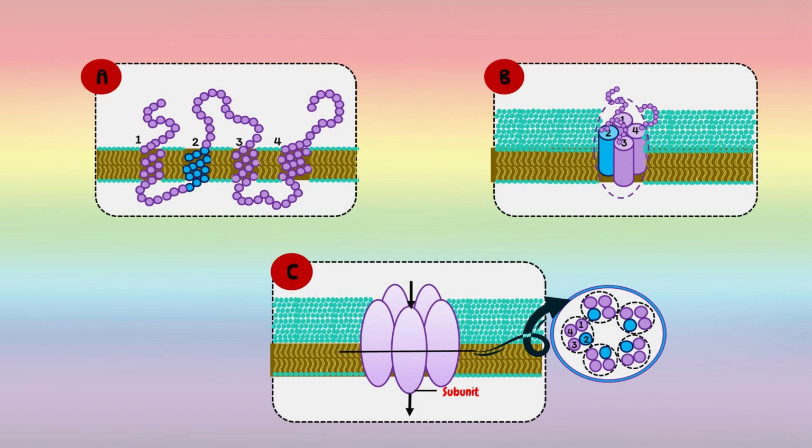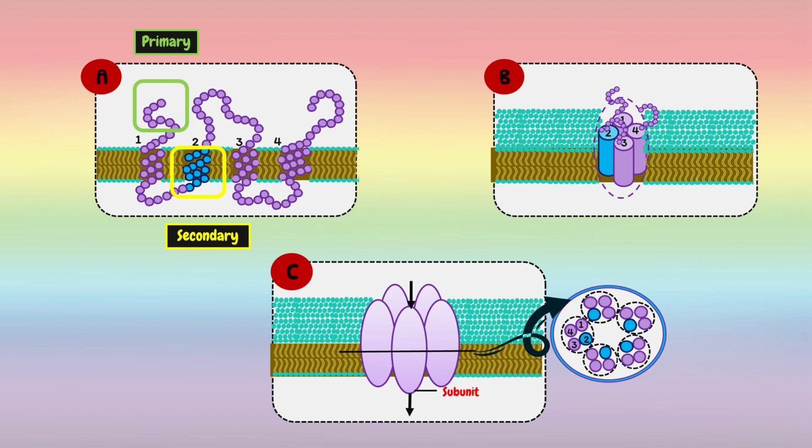You learned that proteins have several levels of structure. So my question is, which levels of structure are evident in the drawing of the ion channel in this figure? Are you confused? Well, let me help you. The primary structure of the protein is represented by the beads, which is the amino acid sequence shown in A.